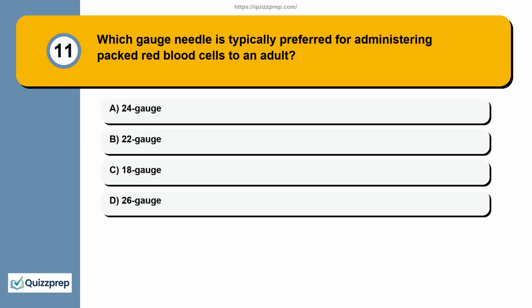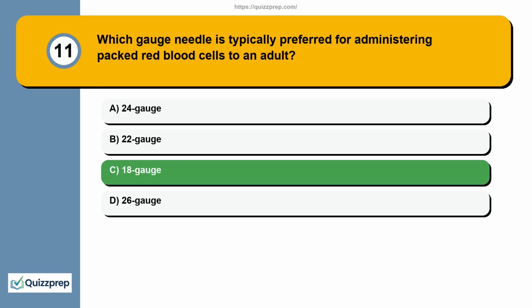Question 11. Which gauge needle is typically preferred for administering packed red blood cells to an adult? Here are your options. Option A. 24 gauge. Option B. 22 gauge. Option C. 18 gauge. Option D. 26 gauge.